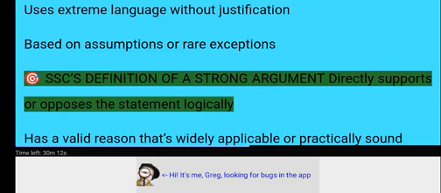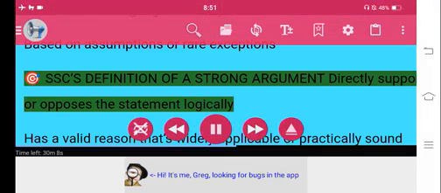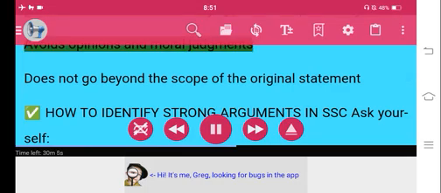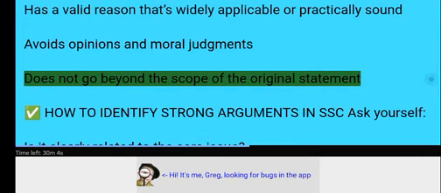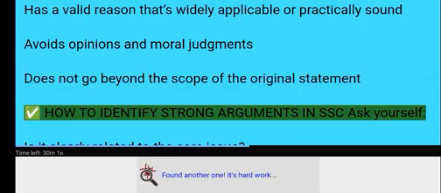SSC's definition of a strong argument: it directly supports or opposes a statement logically. It has a valid reason that's widely applicable or practically sound. It avoids opinions and moral judgments. It does not go beyond the scope of the original statement. How to identify strong arguments in SSC.